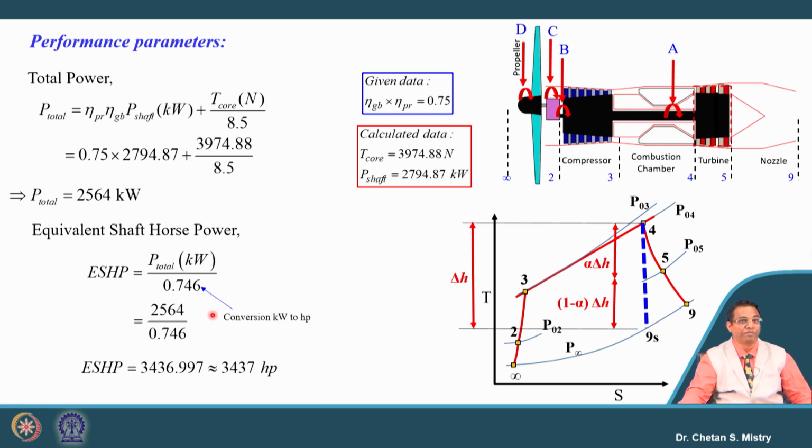Here we are converting from kilowatt to HP. Okay, so do not get confused. We have the conversion by dividing by 0.746.